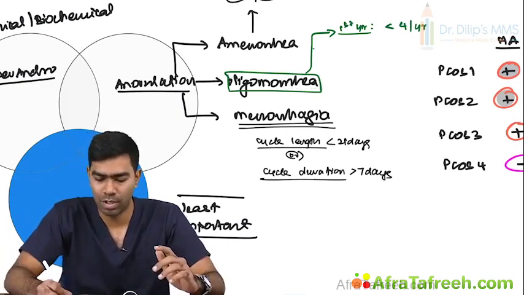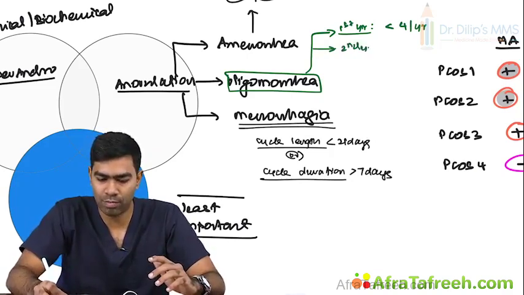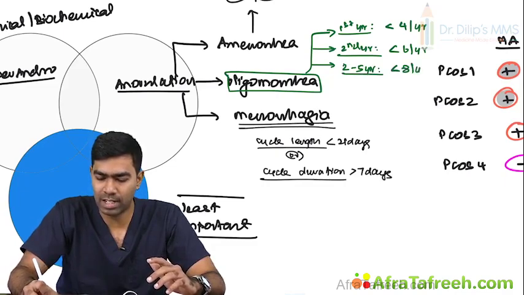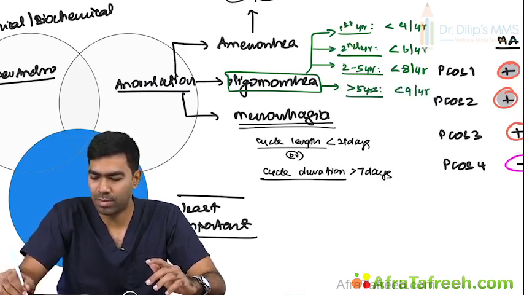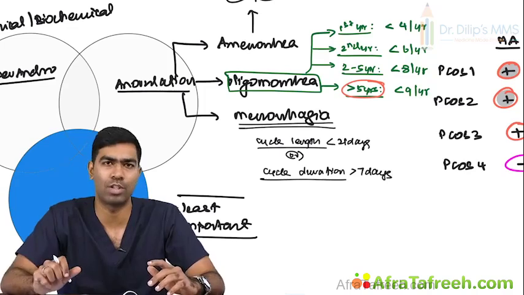So in the first year of post-pubertal life, it is less than 4 cycles per year; in the second year of post-pubertal life, less than 6 cycles per year; from the second to the 5th year of post-pubertal life, less than 8 cycles per year; and after 5 years of post-pubertal life, less than 9 cycles per year. Remember, this 5 years of post-pubertal life is the definition of gynecological maturity as well.